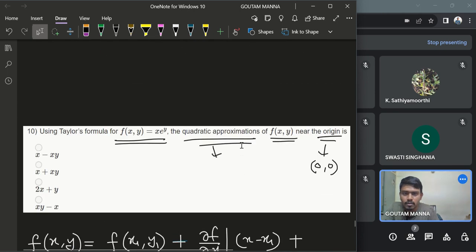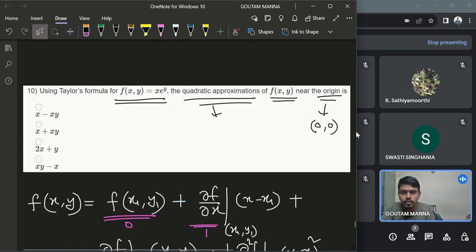This is the quadratic approximation of f of xy at origin. This is the second option. Okay. So you can just expand e to the power y up to the second order and just multiply. Basically, e to the power y is 1 plus y, and you just multiply with x, so you get the same thing.